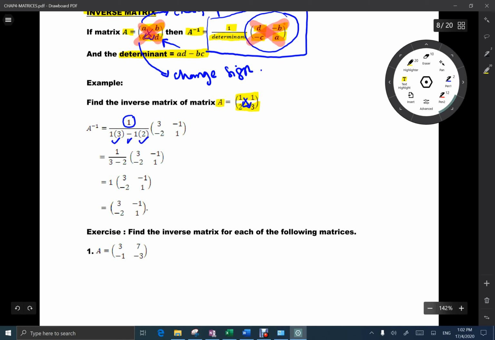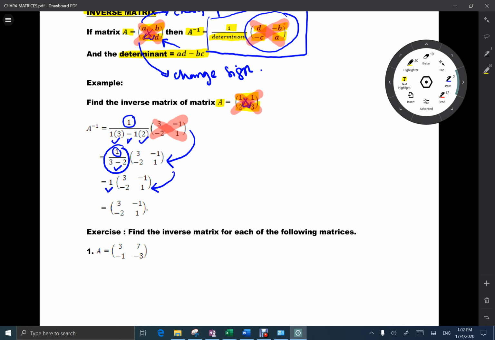Okay, and then this part, change the position. So, 1, 3, it will be 3, 1. Okay, this part, you need to change the signs. From positive 2, it becomes negative 2. And positive 1 will be negative 1. Okay, and then we solve. 1 times 3 minus 1 times 2. Okay, so it's 3 minus 2 lah. Okay, this part you rewrite again. So, you solvekan this part. So, 1 over 3 minus 2 is 1. Okay, so you rewrite again.